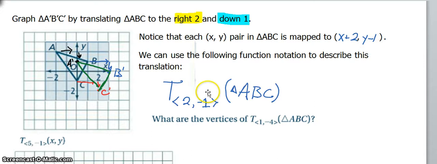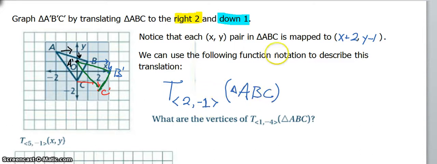So the other way that we can write this is using translation notation, which is by using a capital T to represent the translation you're going to take, and then putting a point in these fancy little brackets like this. Kind of looks like a less than and a greater than symbol. And this is the X translation, so positive 2 meaning 2 to the right, and the Y translation meaning 1 down. And that's going to happen to all of triangle ABC.